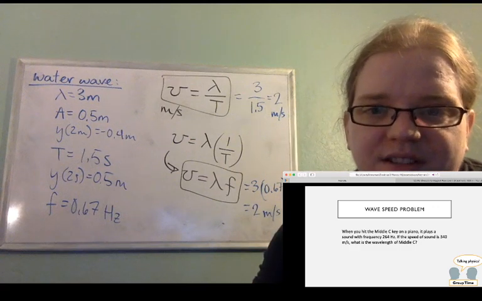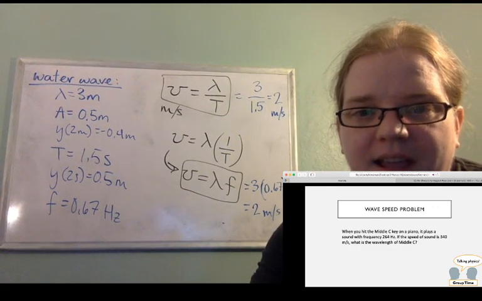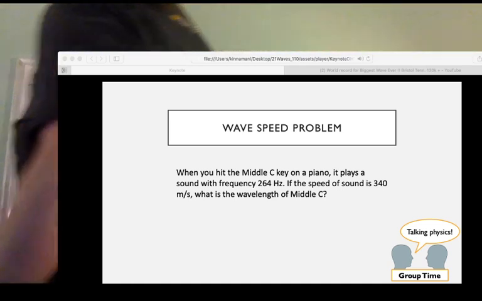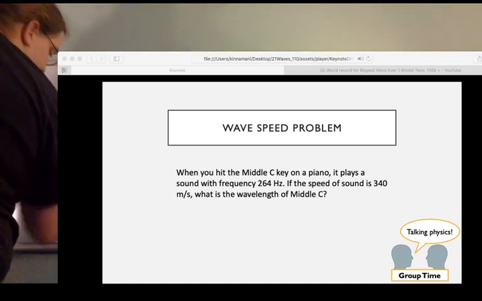All right, so here's another question for you guys. Again, I'm just going to show it here, and then I'll pretty quickly move on to the solution. So here we have the middle key of a piano, the middle C, which has a specific frequency. It is at 264 hertz. So that sound wave is going to hit your ear 264 times in 1 second. The speed of sound is very large. It's 340 meters per second. So the question is, what is the wavelength of that sound wave?